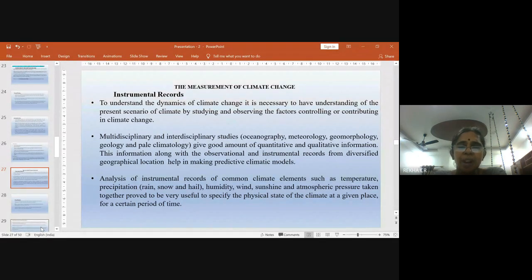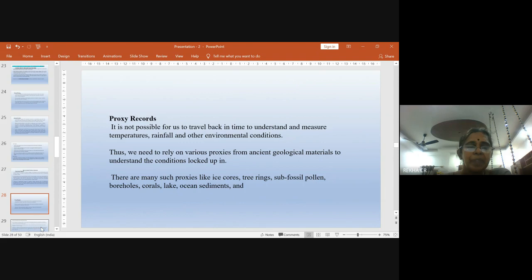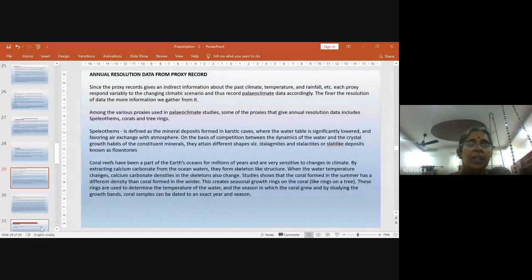So analysis of instrumental records of common climate elements like temperature, rain, humidity, wind, sunshine, atmospheric pressure, etc., specifies the physical state of the climate at a given place for a certain period of time. So there are proxy records also. We need various proxies from ancient geological materials to understand the conditions locked up there, and the ice cores, tree rings, subfossil pollen grains, corals, lake and ocean sediments, etc., give us a clue to construct the model. The proxy records give indirect information about the past climate, temperature, rainfall, etc., and each proxy responds variably to the changing climatic scenario, and thus it records the paleoclimate data accordingly.